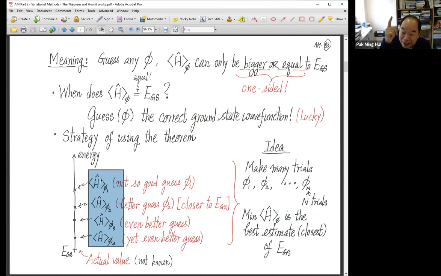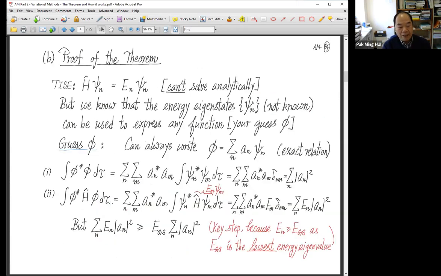You don't make one guess, you make many guesses of the wave function. You keep on doing it, and the lowest one will be the best. Do you follow the logic? Rather clever stuff, right? Before we do anything more, let's prove the theorem. Very simple, I think it's 3 lines.